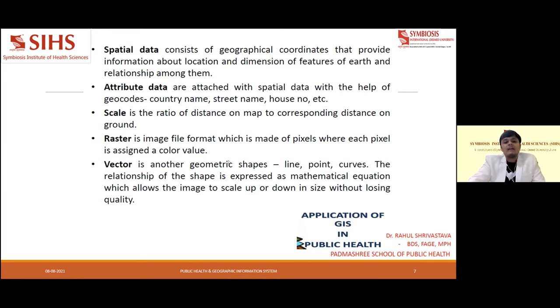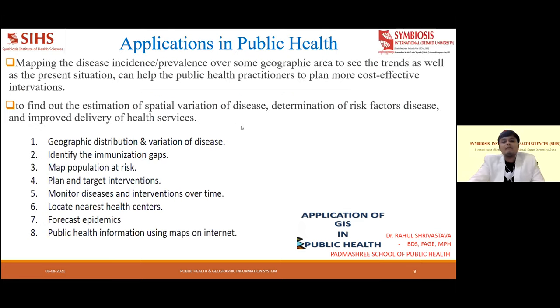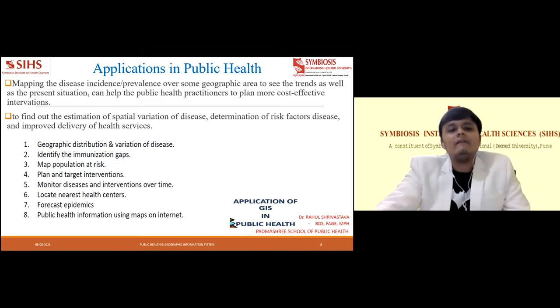The last one is the vector. It is a type of geometric shape, such as line, point, curves, etc. Now, the second part of my presentation starts here, that is applications of geographic information system in public health. One of the most important applications of GIS in public health is mapping disease incidence, number one, and number two, prevalence over some geographic area to see the trends, as well as the present situation.